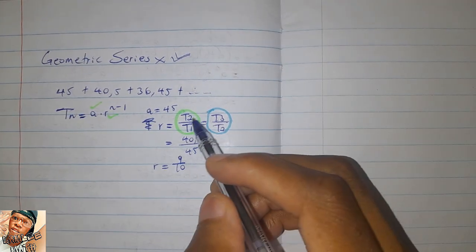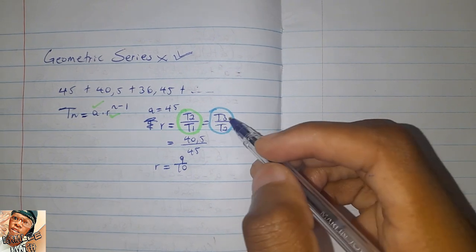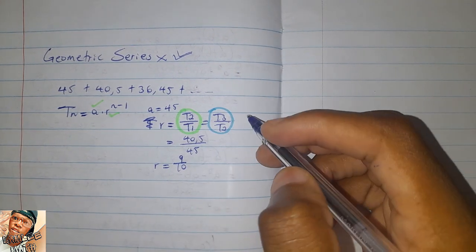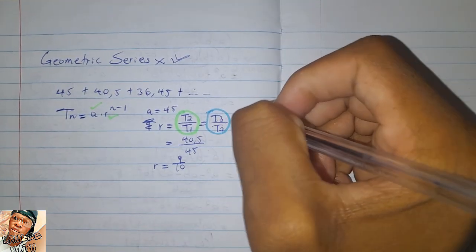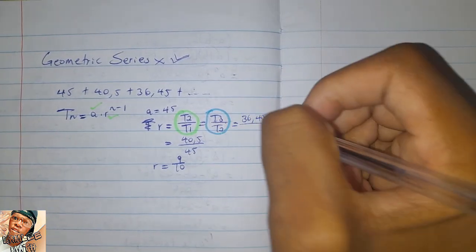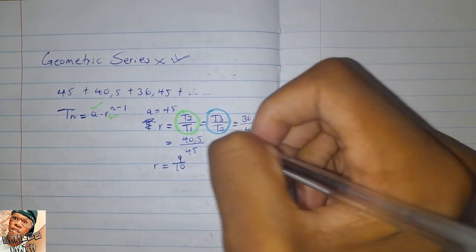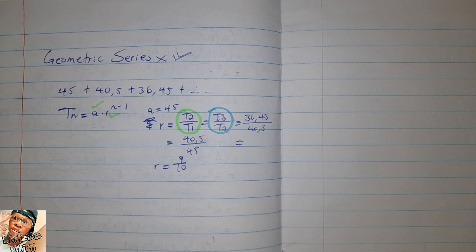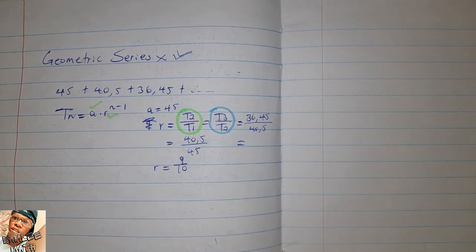Because we have found that T2 over T1 is equal to 9 over 10, we also have to prove that T3 over T2 is equal to 9 over 10. So we're going to substitute here. What is T3? T3 is 36.45, and T2 is 40.5, right? What is the value of that? If it is 9 over 10, that means this is indeed a geometric series. But if it is not equal to 9 over 10, that means this is not a geometric series. We're dealing with a different series, which we would have to find out.